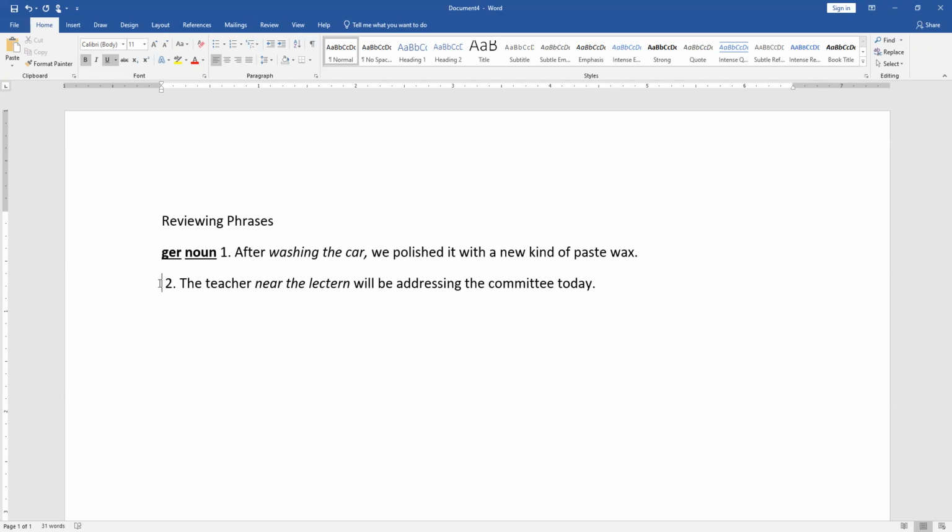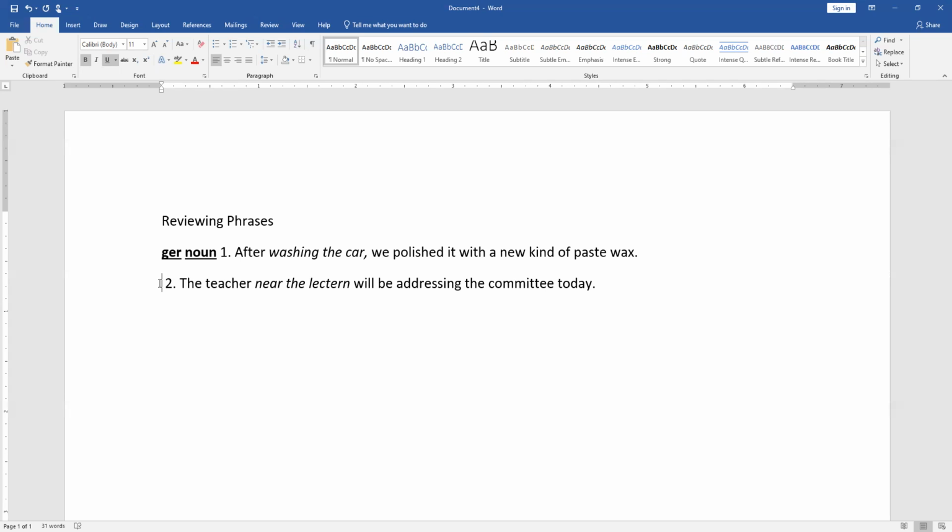What's the verb? If it's a participial, what's the verb? No, but near the lectern is your phrase. You're looking at the phrase. No, will be addressing is the verb. In the phrase, is there a verb? No. So it can't be a verbal, can't be a participle, a gerund, or an infinitive, because you have no verb form. So it could be a preposition, an appositive, or a nominative absolute.